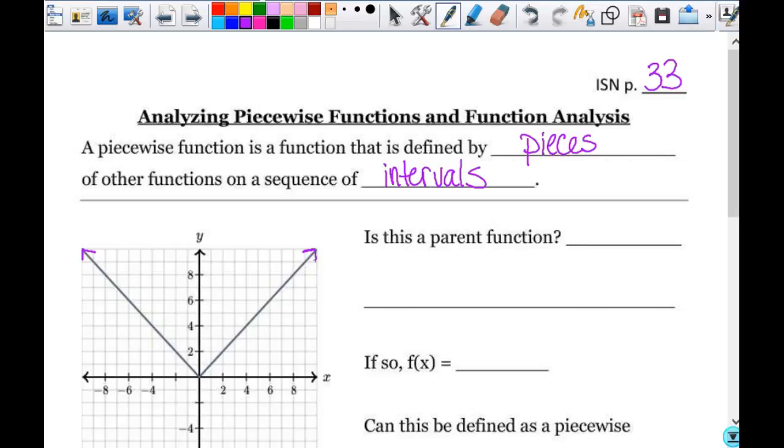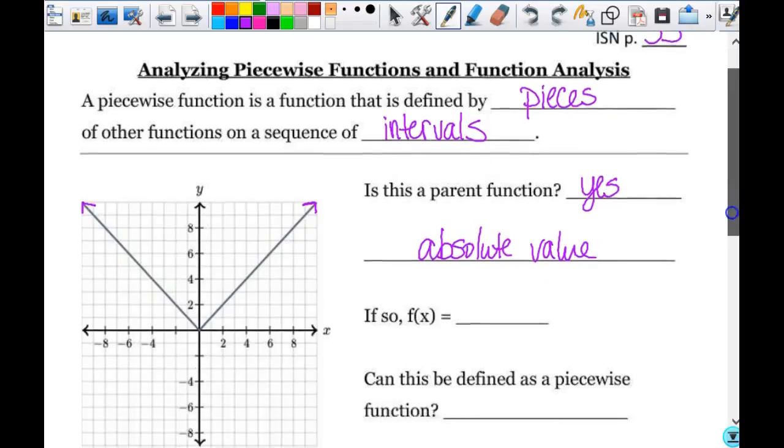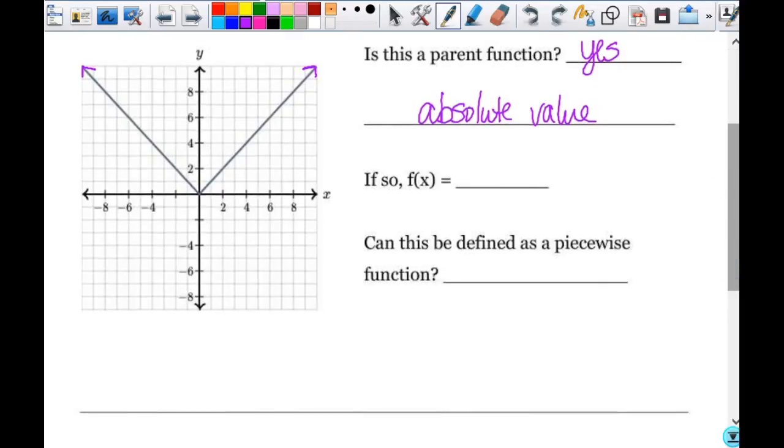All right, so this function here that you have, hopefully when I printed it, the grid actually showed up behind there well enough. Is this a parent function? Yes or no? Yes. Of what? Absolute value. So yes, this is absolute value. So since it is, f of x equals just the absolute value of x, right? So you can write that just as a function in itself.